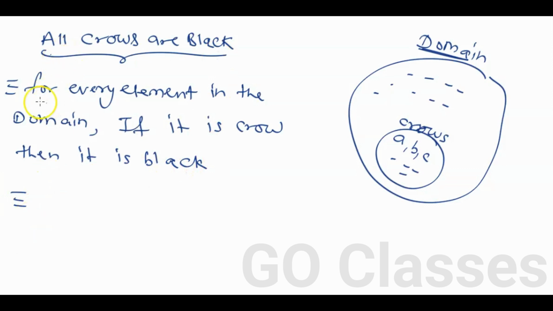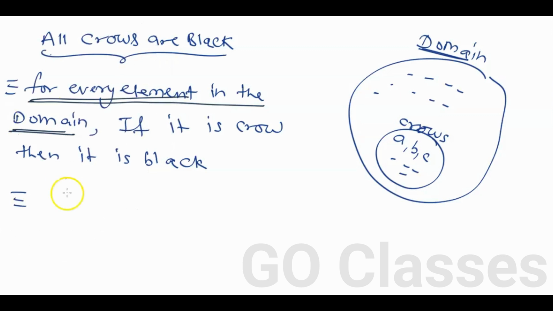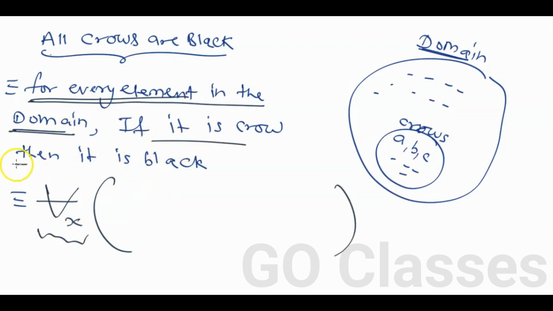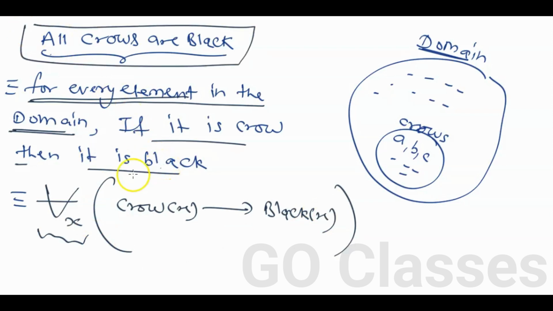Now, we are saying that for every element in the domain, how can I write it? It means for all x. This means for every element in the domain, if this x is a crow, then it is black. So this is how we can convert this statement into first order logic. Very simple: for everything in the domain, if it is a crow, then it is black. So it means every crow is black.